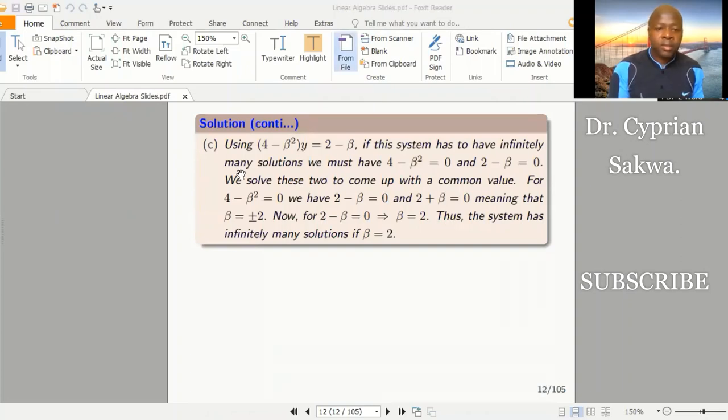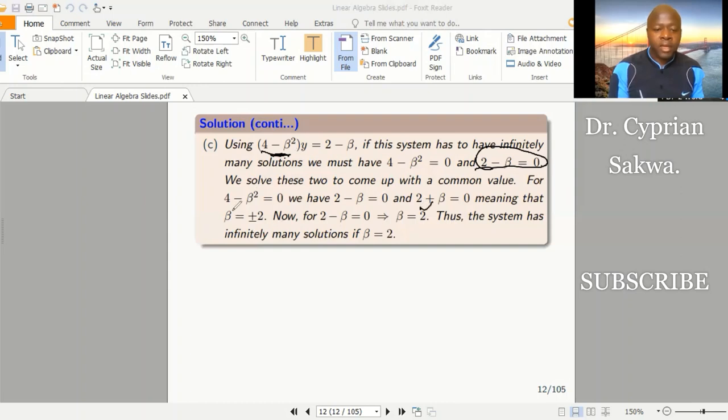So I say that using this last row here, if the system has to have infinitely many solutions, then this left side must be equal to zero, and the right side must also be equal to zero. When we solve the left side, 4 minus beta square equals zero, we would have 2 minus beta equals zero, and 2 plus beta equals zero, so beta would be equal to plus or minus 2. And when you solve the right side for beta, it means that beta will be equal to 2.